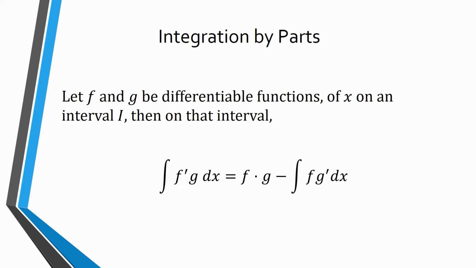We do have to be a little bit careful. We have to make sure that f and g are both differentiable functions of a variable x on some interval. And then on that interval, we have this. If you want to integrate f prime times g, you can do it by taking normal f times normal g minus an integration of f times g prime.